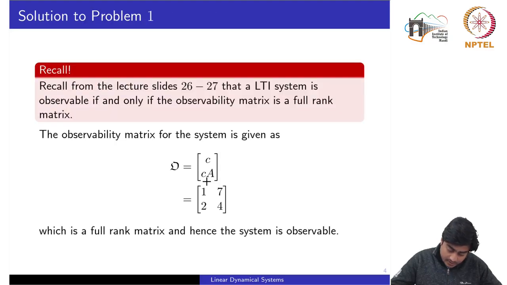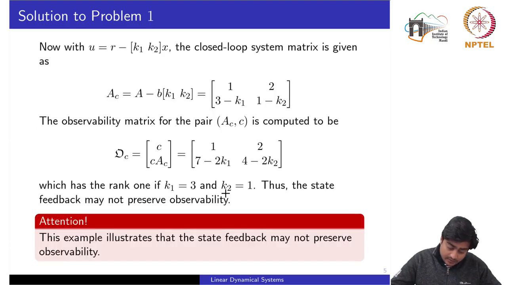The first part is pretty much straightforward: you compute the observability matrix given the A and C matrices, and check the rank of that observability matrix. Here it is a full rank matrix, so the system is observable, but the interesting part is to see whether the observability is invariant under this state feedback. So let's put this controller into the state space system. In that case, the closed loop system matrix, denoted here by A subscript C, is equal to A minus BK.